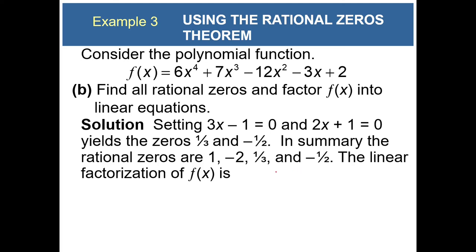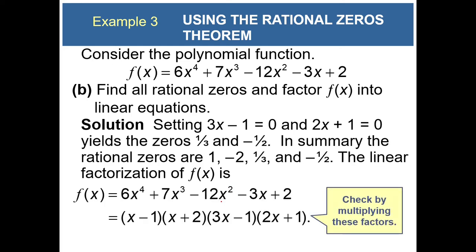The linear factorization of f of x is f of x equals 6x to the 4th plus 7x cubed minus 12x squared minus 3x plus 2 becomes our x minus 1 times x plus 2 times 3x minus 1 times 2x plus 1. And if you want to check your work, you can FOIL this out and you should get the original polynomial.